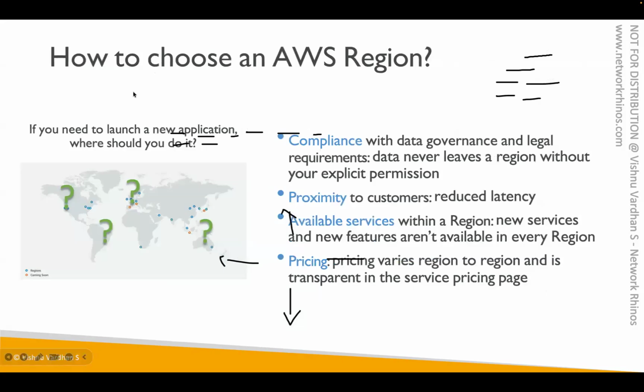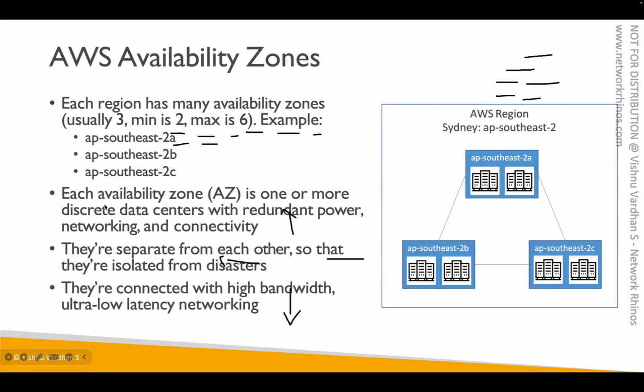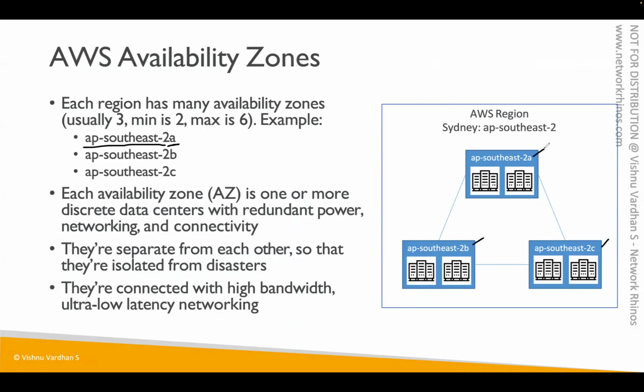Now, inside one region, when I'm having an availability zone, right, I can simply add A, B, C at the end. For example, I have AP Southeast 2 as a region. 2A is the availability zone. 2B is an AZ. 2C is also an AZ. So the availability zone ends with an alphabet. So A, B, and C.